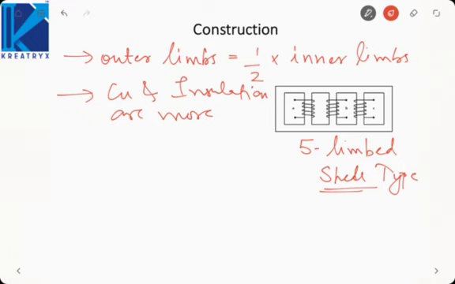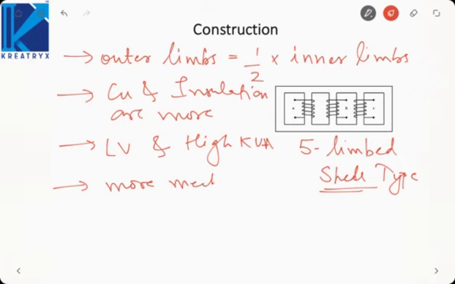Here it is used for low voltage and high kVA. And it has more mechanical support as compared to core type transformer, because it has additional mechanical support of these two limbs. Now let us talk about third harmonics. That is the most important thing.